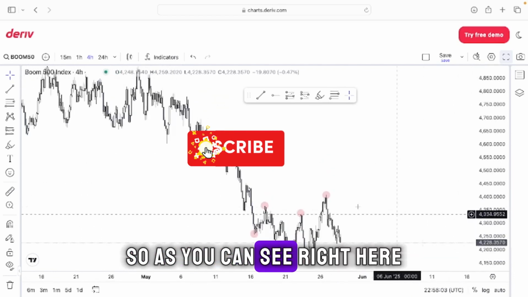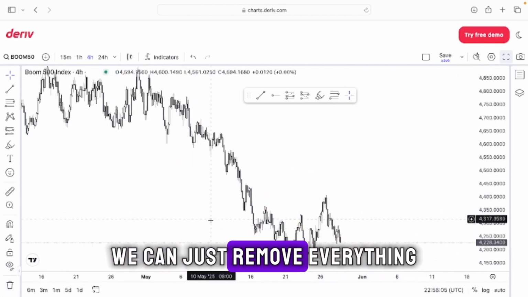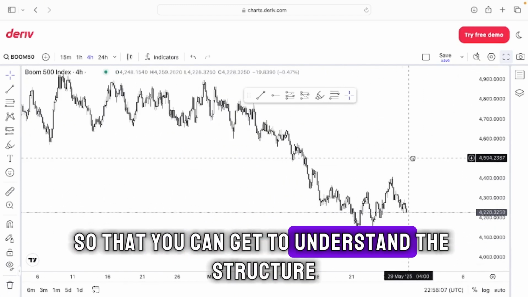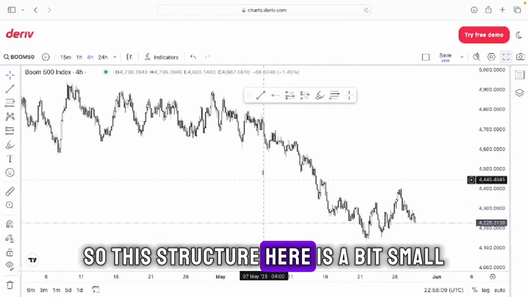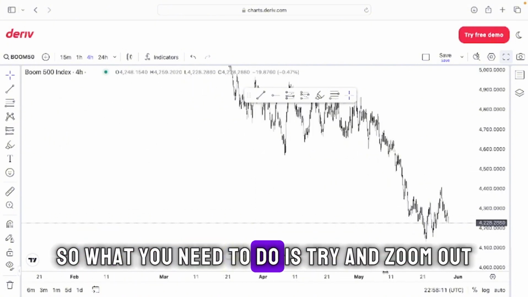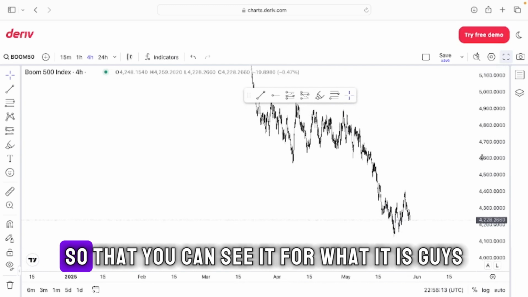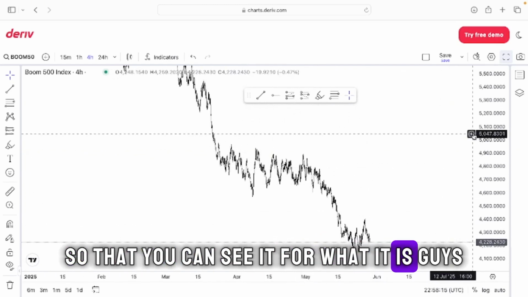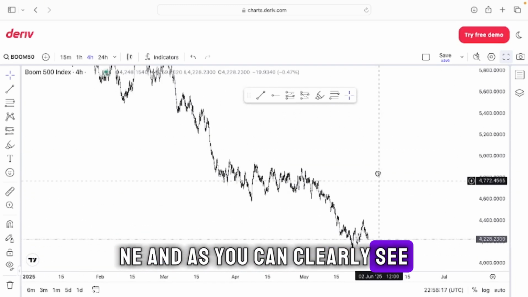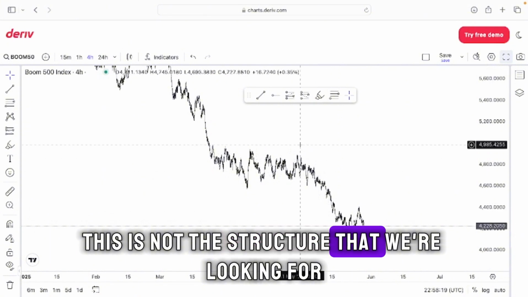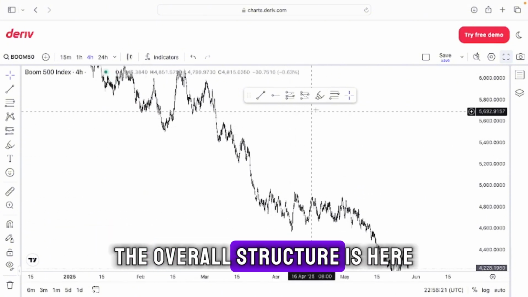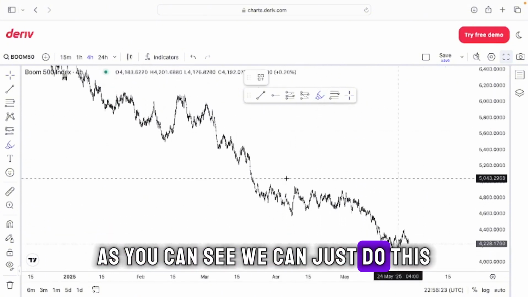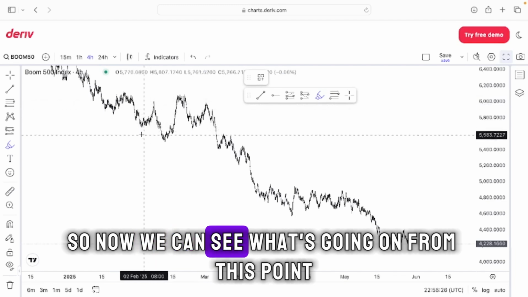So as you can see right here, we can just remove everything so that you can get to understand the structure. So the structure here is a bit small, so what you need to do is try and zoom out so that you can see it for what it is, guys. And as you can clearly see, this is not the structure that you're looking for. The overall structure is here. As you can see, we can just do this. So now we can see what's going on.